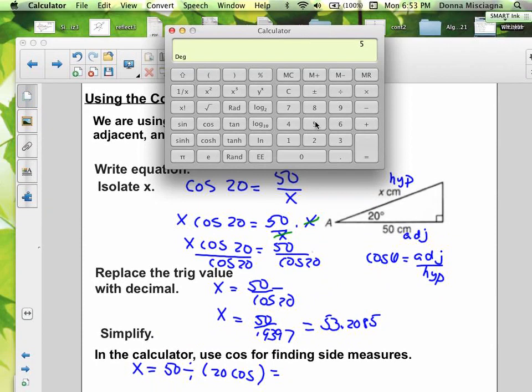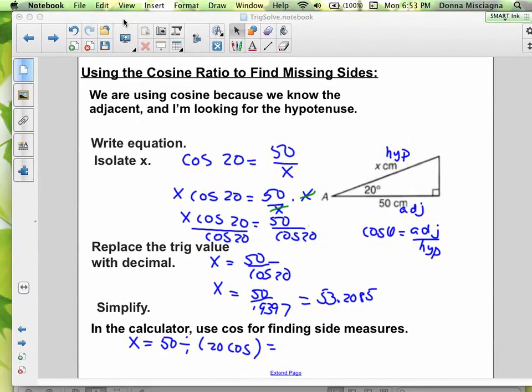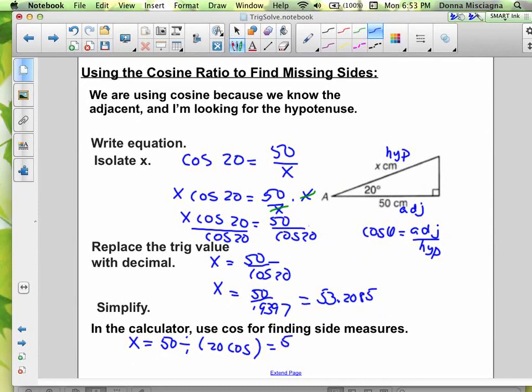So we have 50 divided by parentheses 20 cosine. So there's our cosine ratio. Close the parentheses. And we get, and I'll take it to four decimal places again, 53.2089. All those 9's are going to round up. So 53.2089. That takes us all the way to the fourth decimal place before we see any difference.